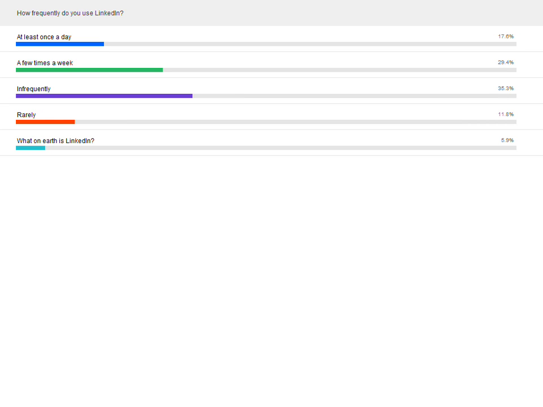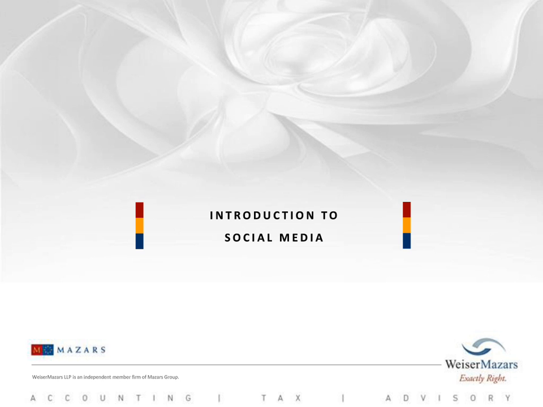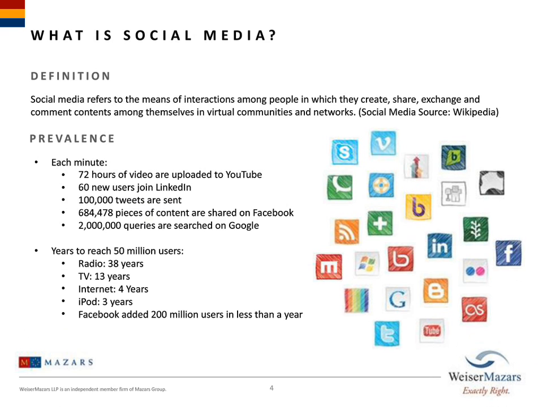All right, so now we're going to start with a general introduction to social media. You'll see here at the top of your screen the official definition of social media. Social media refers to the means of interactions among people in which they create, share, exchange, and comment contents among themselves in virtual communities and networks. That is a terrible definition of social media.